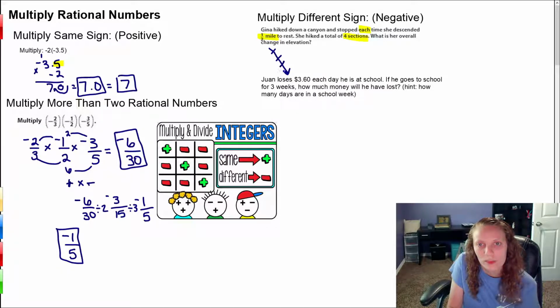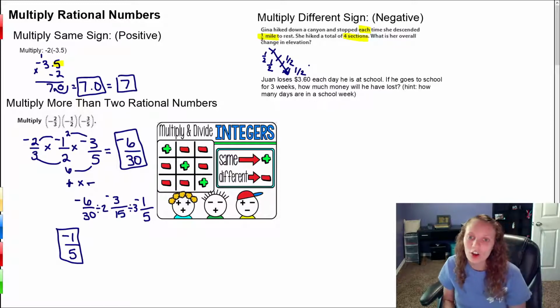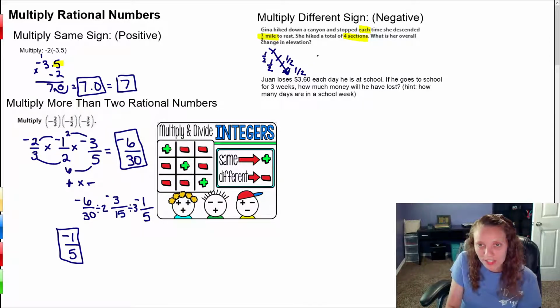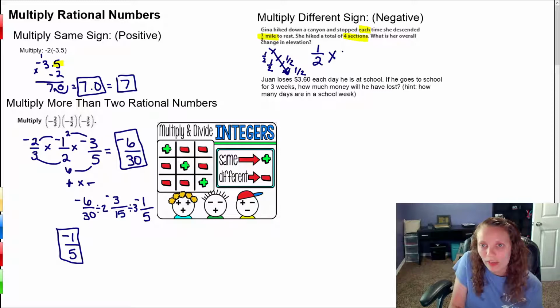I'm going to break it up into 4 sections. So for this first section, she stopped after 1/2 of a mile, after 1/2 of a mile again, after 1/2 of a mile again, and then 1/2 of a mile again. This is called repeated addition, where 1/2 of a mile is happening over and over 4 times. Repeated addition is the same as multiplying. So we are going to take those 1/2 sections and multiply it with 4.